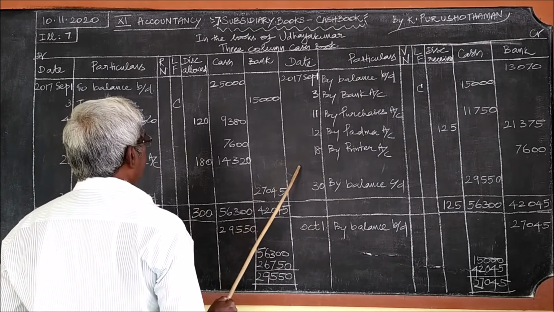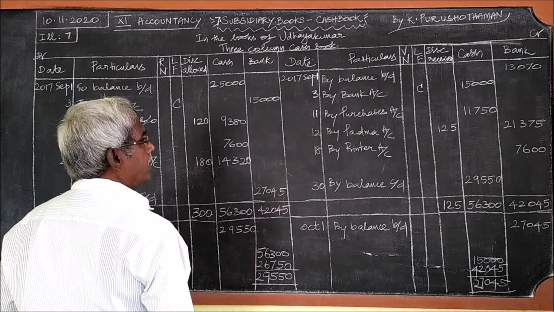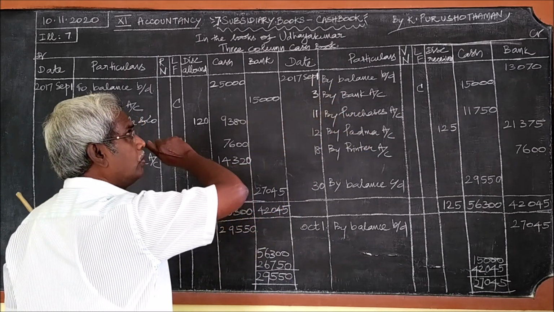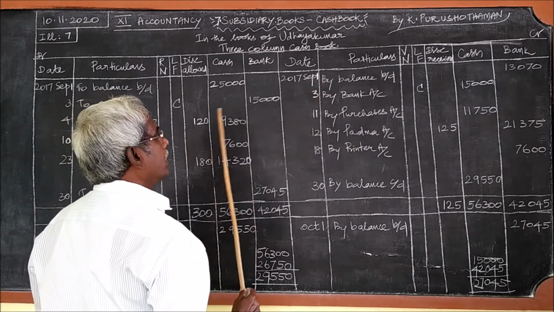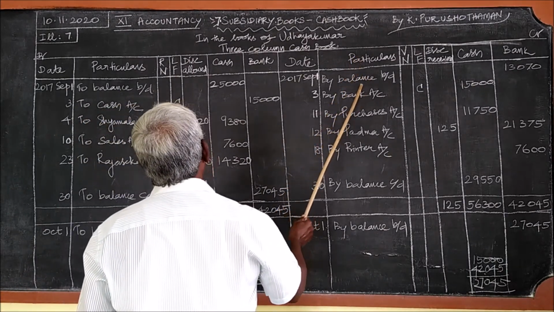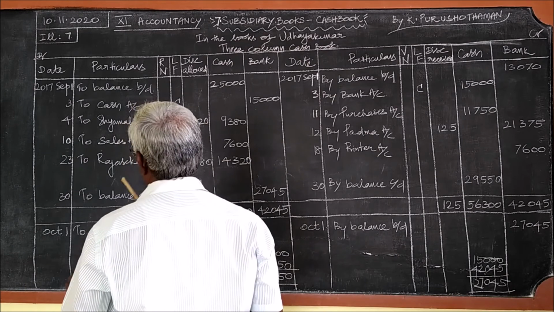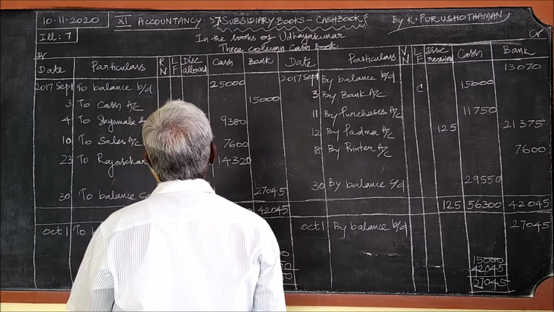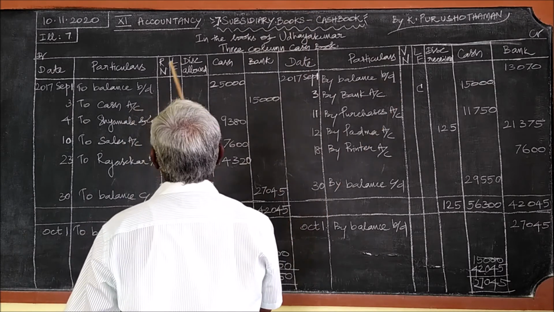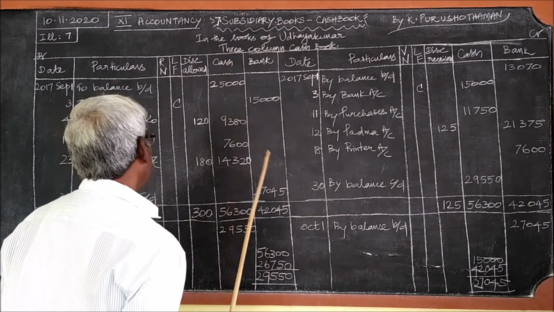Sometimes instead of giving bank balance creditor, they may give bank overdraft. In that case, what can you do? Write it on the credit side. If it is an ordinary bank balance, you can write it here itself. You need not write on both sides. That is the first point.